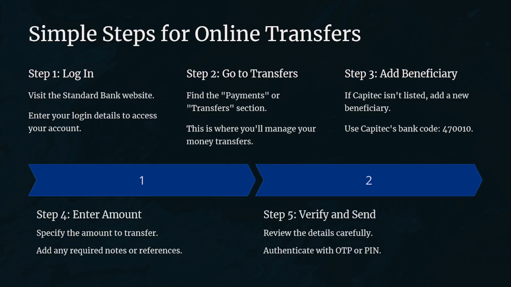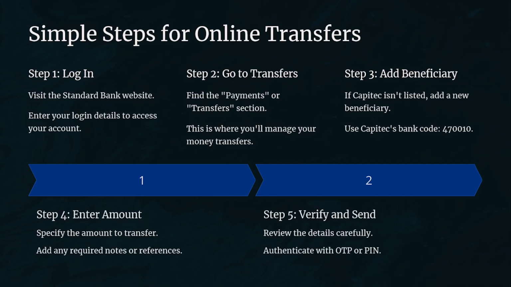So first you go ahead and log in to the Standard Bank website, enter your login details to access your account. But step 2 is to go to transfer. So you need to find the payments or transfer section, and this is where you'll manage your money transfers. And if Capitec isn't listed already, you need to add a new beneficiary.